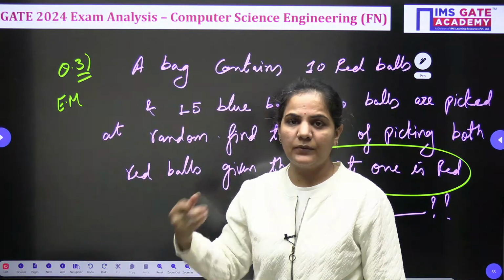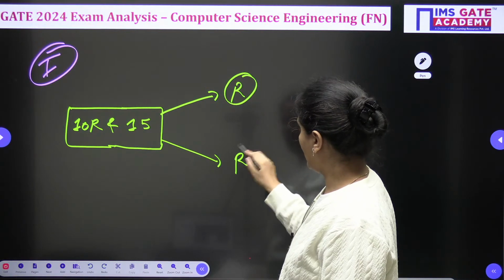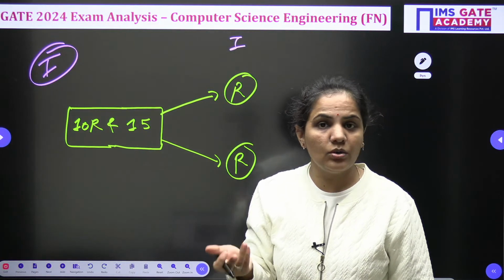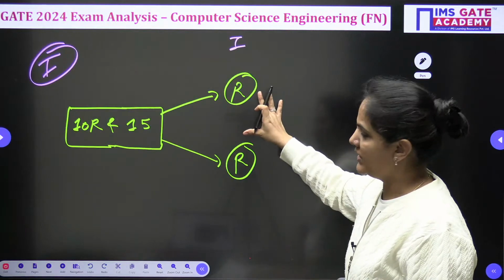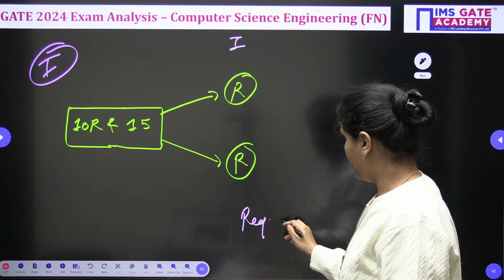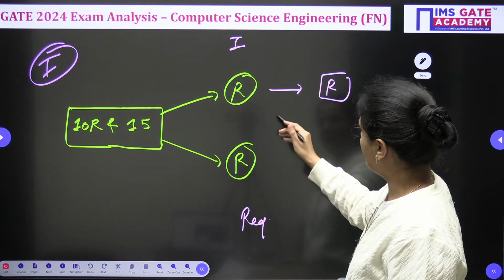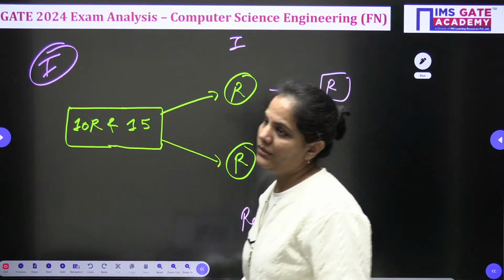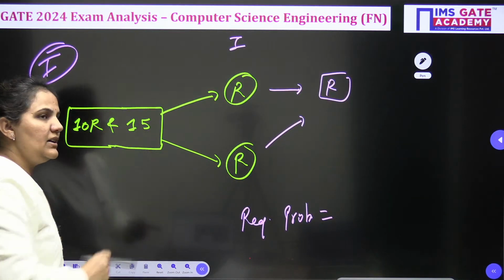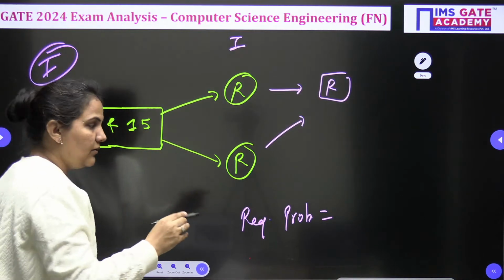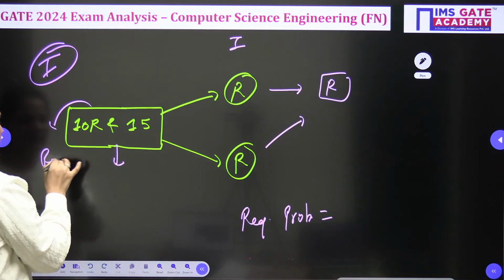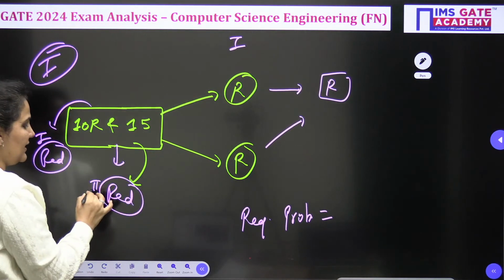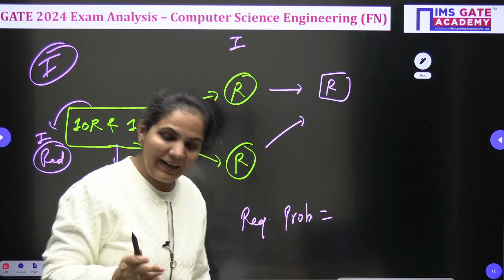When it is mentioned already that the first draw is red, I am having red only in the first draw. Now you are asking that in the second draw you want red again. So I need to find the probability. Ultimately the approach will be the same. Your required probability: you are having total 10 red balls and 15 blue balls. One ball you already drew is red. Now you want to draw the second one, and that also should be red, another red one.